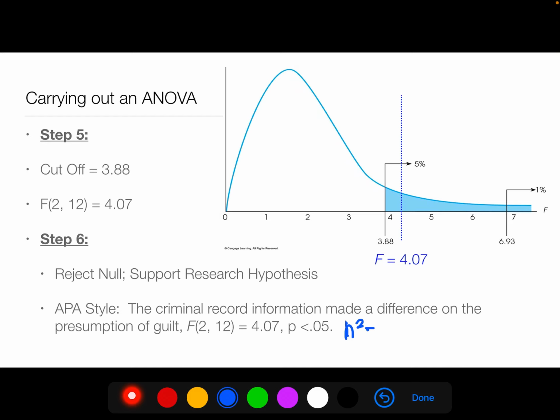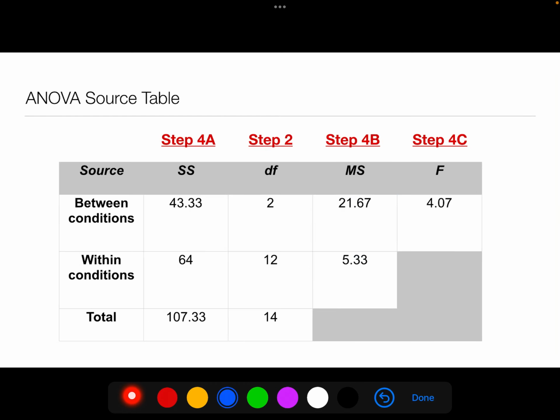The only other thing that sometimes gets included in this APA style statement is right here. You'll see people include mean squared error, which is whatever that denominator is. It's your error term. Remember, we've been talking about that all along. So this would be our mean squared within here. And the reason people would include that value, which again here is 5.33, is because if I have that value, I'll have this for my F statement, and that allows me to calculate everything back.